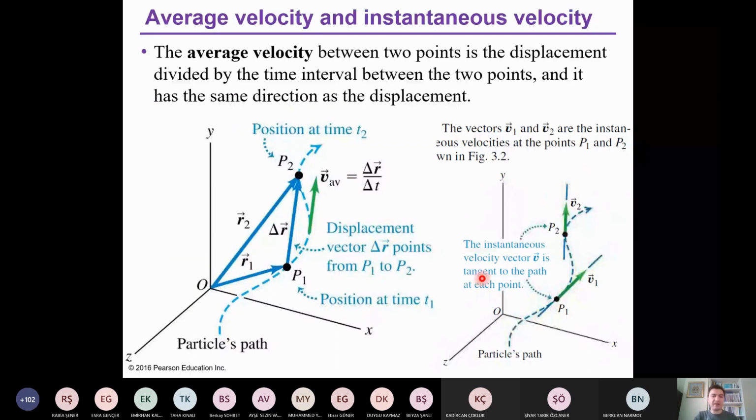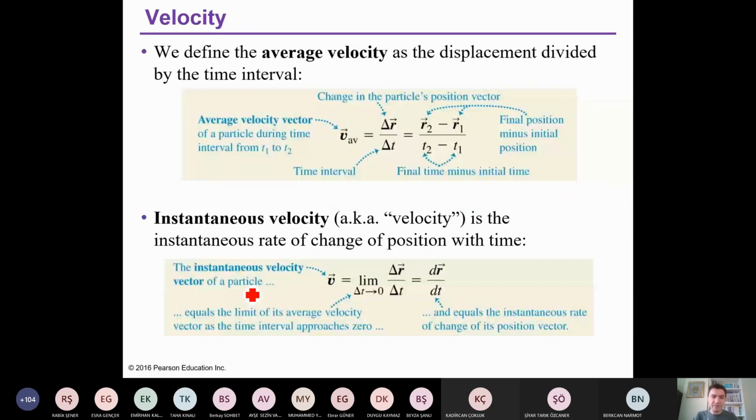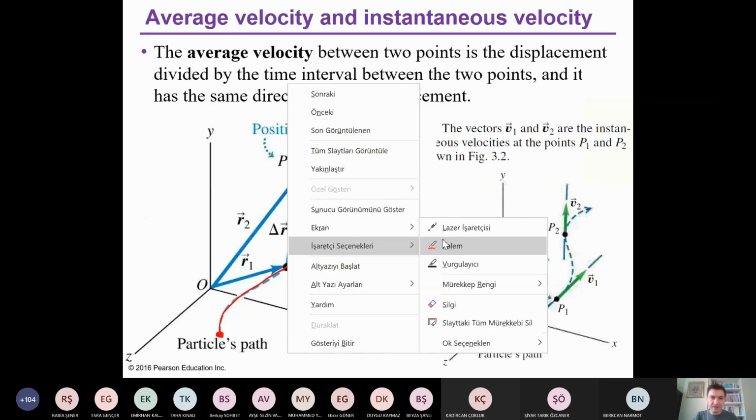Here we have the x-axis, here we have the y-axis, here we have the z-axis. This is the particle's path. Let me draw with another color and then you will better see it. Here we have a particle and then it is moving along this path.